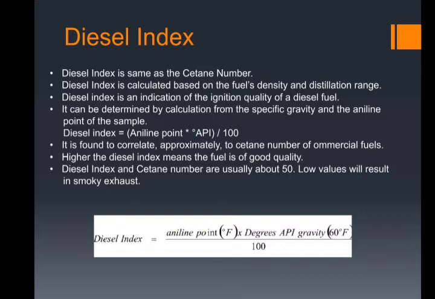The diesel index indicates the ignition quality of the fuel. It is found to correlate approximately to the cetane number of commercial fuels. It is obtained by the following equation: diesel index equals aniline point in degrees Fahrenheit multiplied by degrees API gravity divided by 100. The diesel index and cetane number are usually about 50. Lower values will result in smoky exhausts.